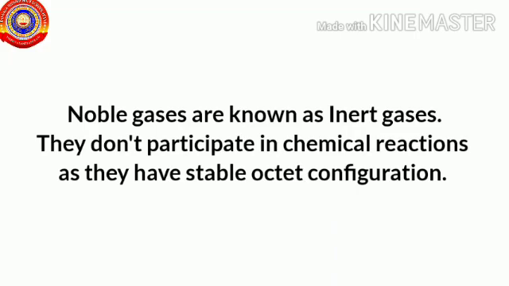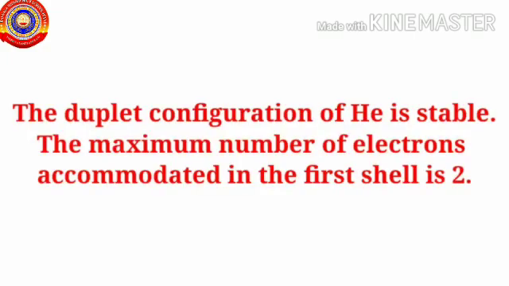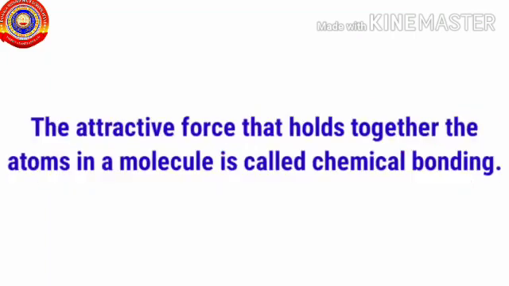Inert means inactive in nature, and the configuration of helium is known as duplet configuration. Duplet configuration of helium is also stable because the maximum number of electrons accommodated in the K shell is 2. And the last one is chemical bonding. Chemical bonding is the attractive force that holds together the atoms in a molecule.